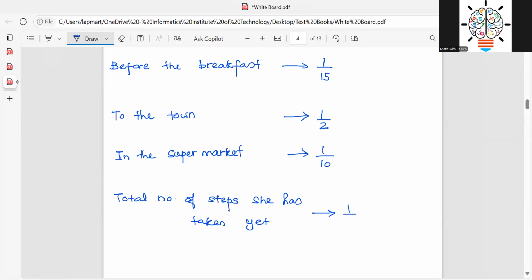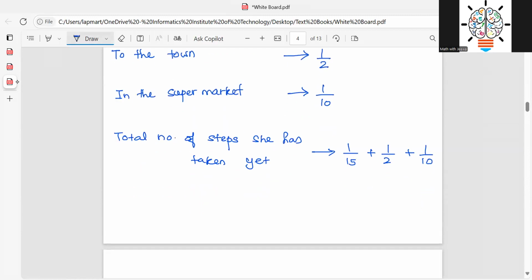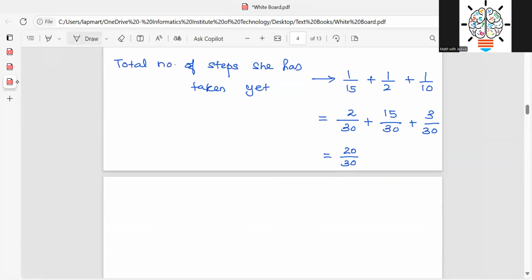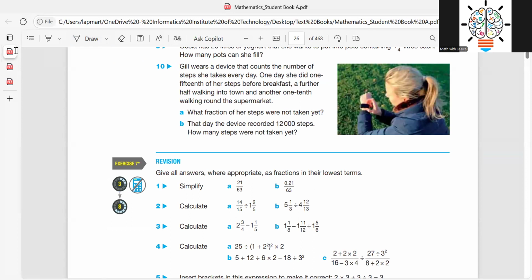You add everything: 1 over 15, and 1 over 2, and 1 over 10. So how are we going to do this? You know that you want to have a common denominator. So the common one is 30, right? So we write the 30. And on the top we have 2, 15 and 3. Altogether it gives me 20 over 30. What's the question? The total number of steps she has not taken, right? The steps were not taken.